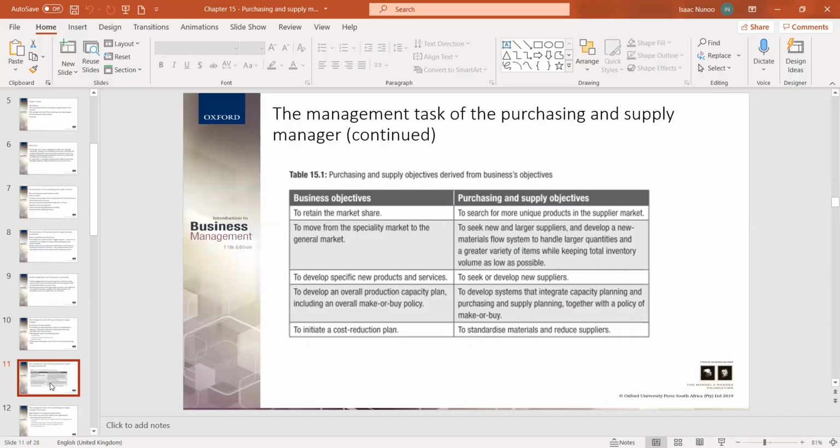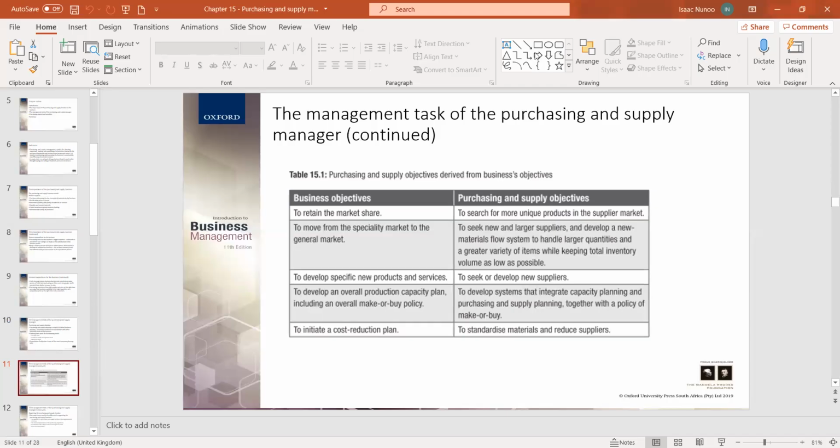if your objective is to retain the market share, then the purchasing and supply objective here is to search for more unique products in the supply market. If your objective is to move from a specialty market to a general market, then it is to seek new and larger suppliers and to develop a new market flow system to handle large quantities. To develop specific new products and services is to seek or develop new suppliers, and to develop an overall production capacity plan is to develop systems that integrate capacity planning and purchasing. To initiate a cost reduction plan is to standardize materials and reduce suppliers.